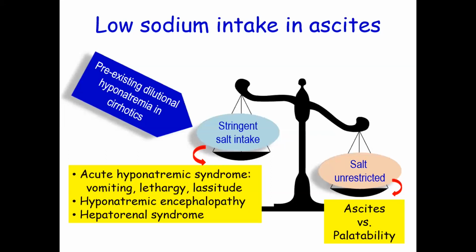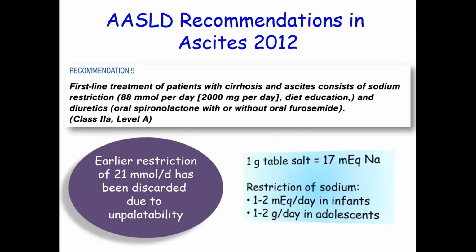So what do we do? Again, it's a fine balance. If you give a stringent salt restriction, you're going to go into acute hyponatremic syndrome. You're going to go into hyponatremic encephalopathy, and there are chances it may also lead to hepatorenal syndrome and some other issues. If you give unrestricted salt, it will lead to ascites, although it will make the food very palatable. So how do we balance this?